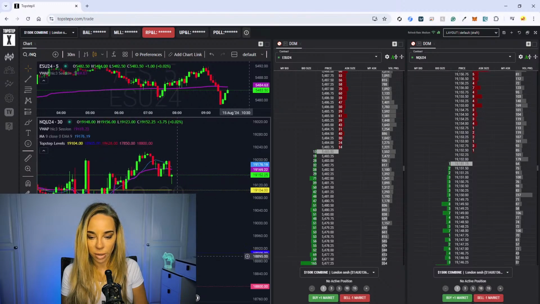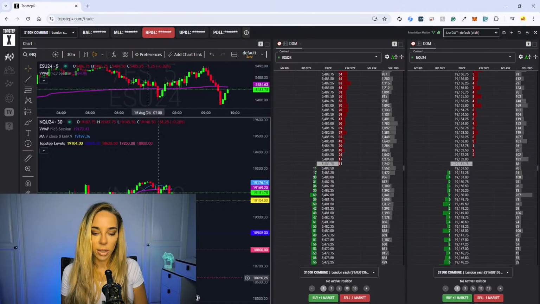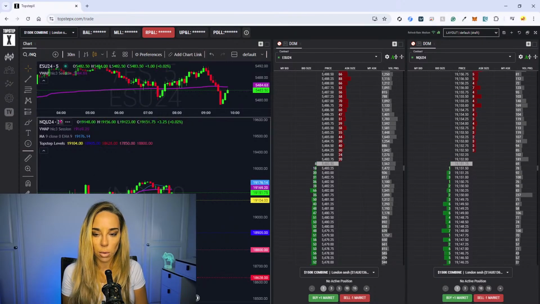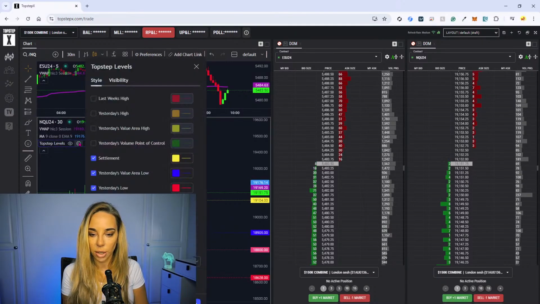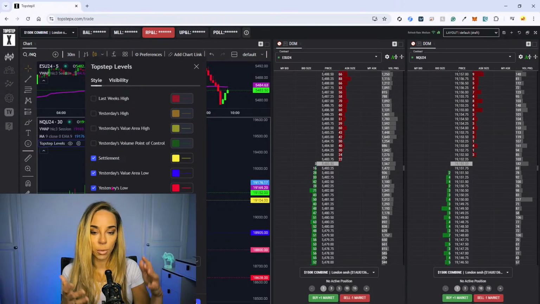So there's the settlement. All right, I see. So this is taking the London low. I like to look at just the regular trading hours low. I'm not sure they have that. I didn't see it in the settings. No, so it was just yesterday's low from the 24-hour.